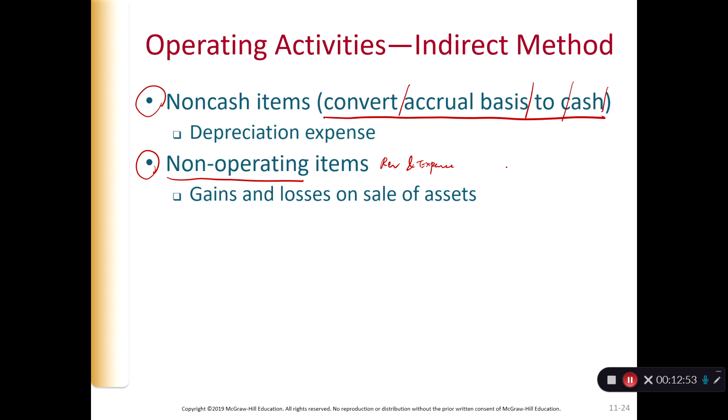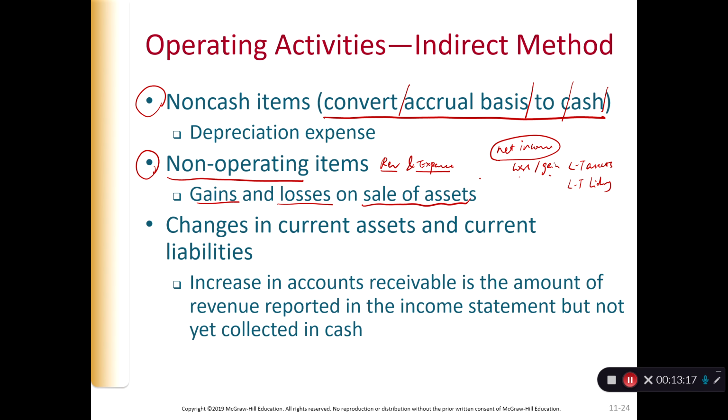But remember, net income includes losses or gains from selling long-term assets, or retiring long-term liabilities. Those things are not related to revenue and expenses. Hence, we have to exclude those gains and losses from the sale of assets. And the last item that we need to adjust to arrive at the operating activity section of the cash flow statement using the indirect method is the changes in current assets and current liabilities.